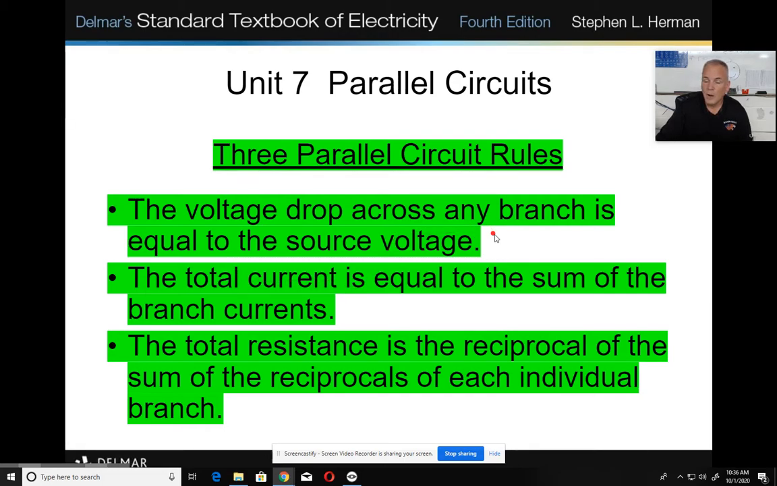That's like in your house. Every receptacle in your house has 115, 120 volts on it because they're all wired in parallel, where in a series circuit, your voltage is divided up between the loads. The total current is equal to the sum of the branch currents, and the total resistance is the reciprocal of the sum of the reciprocals of each individual branch. Those are your three rules.